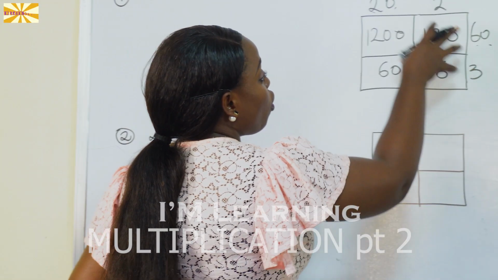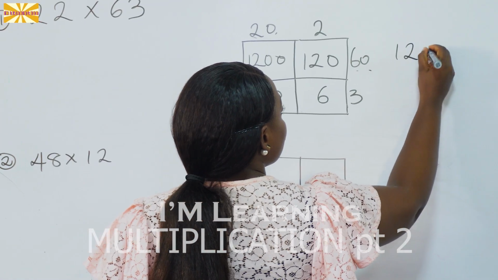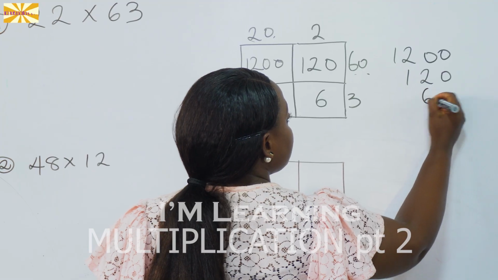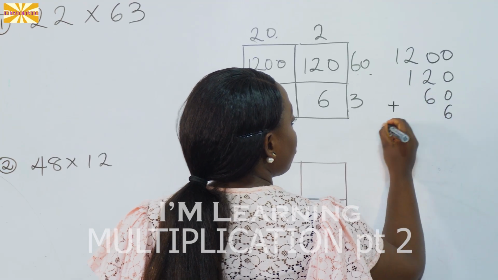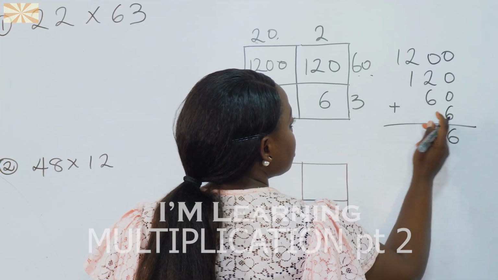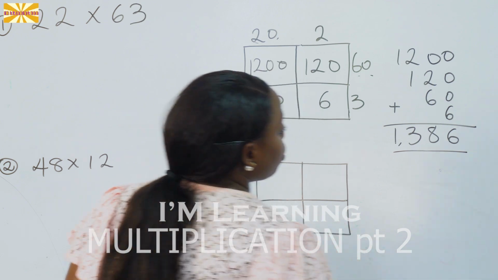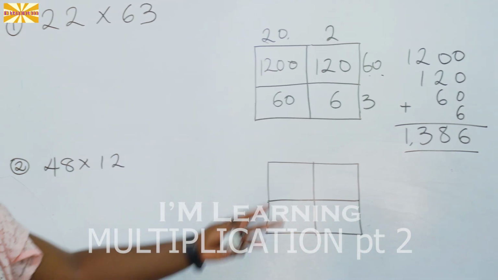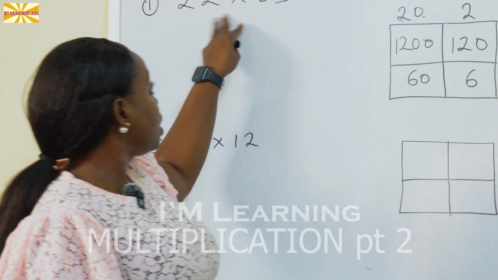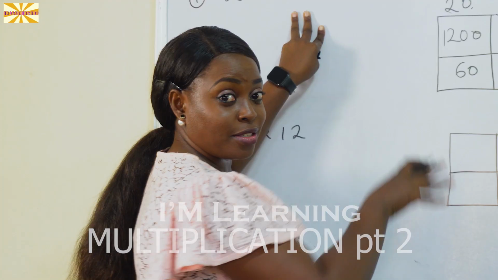You now add up all of the numbers that are in the box. So you're going to have 1,200 plus 120 plus 60 and 6. You're going to add all those numbers together. So this is 6. 6 plus 2 is 8. 2 plus 1 is 3. And then 1 plus nothing is 1. You have 1,386.